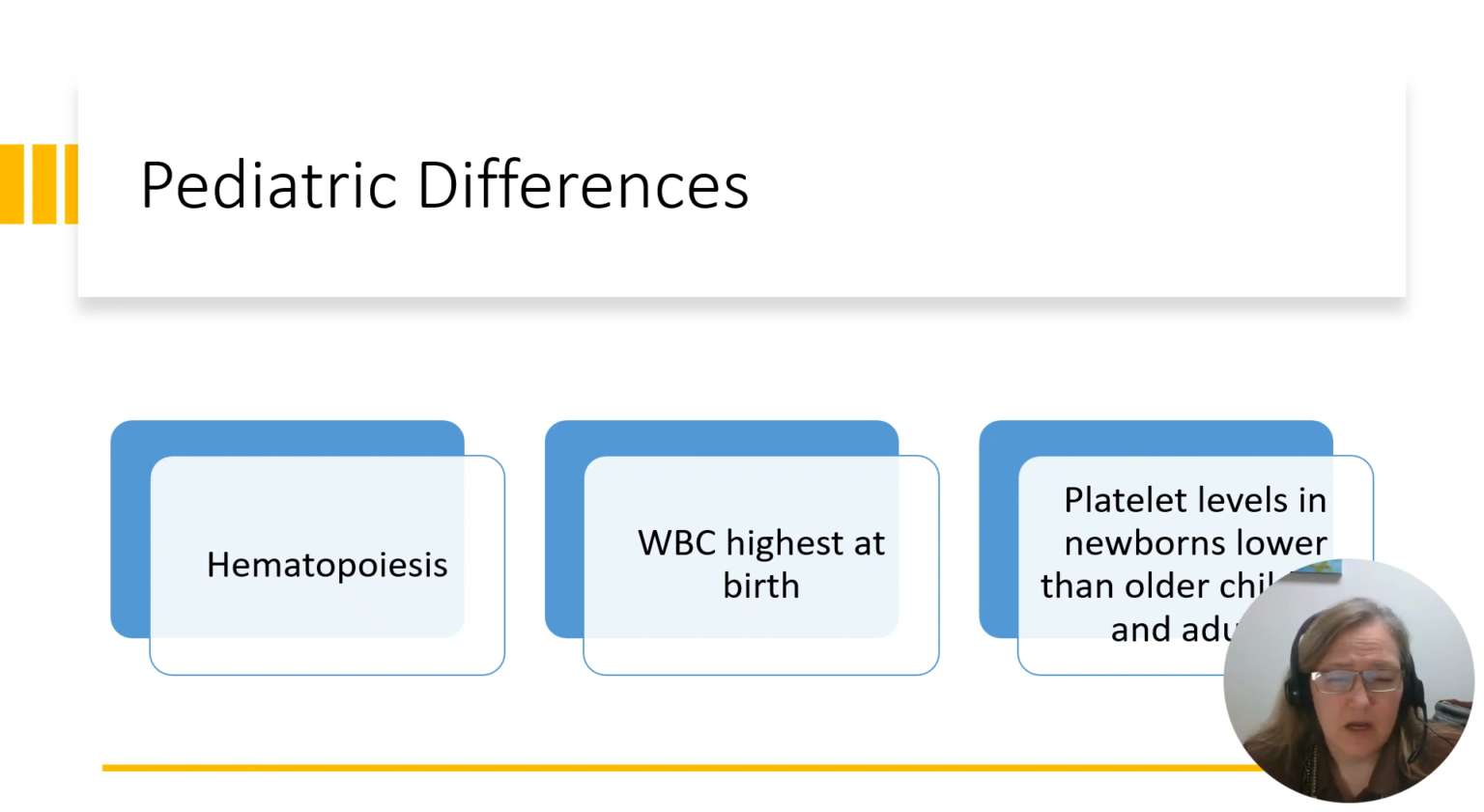And then also know that the platelet levels in newborns are lower than in older children and in adults, because as you know, platelets are developed from the destruction of red blood cells. So if they're not making red blood cells as fast as older kids and adults, then they're also not making platelets as fast as older kids and adults. So that's all very important to know.